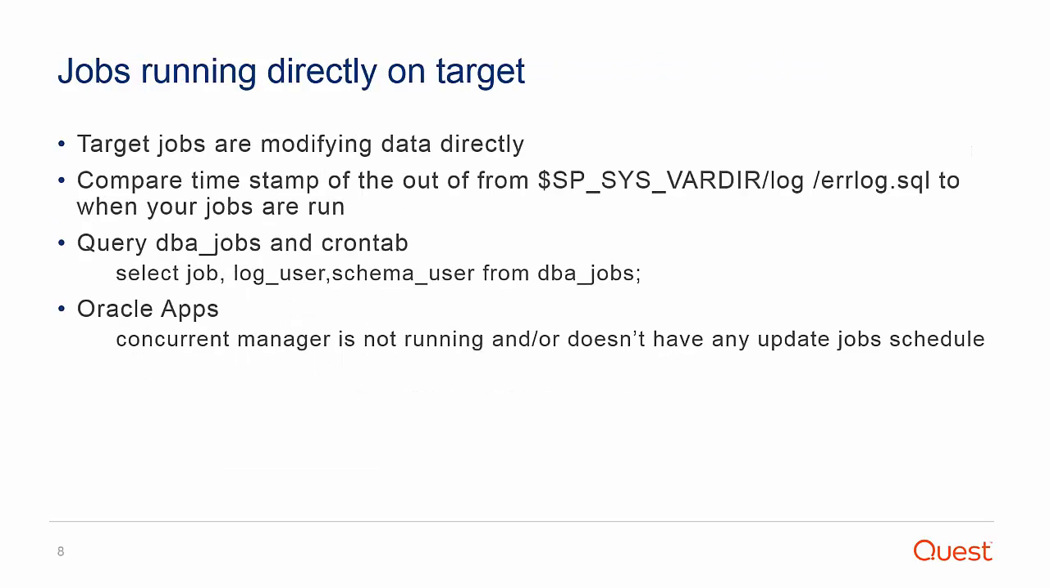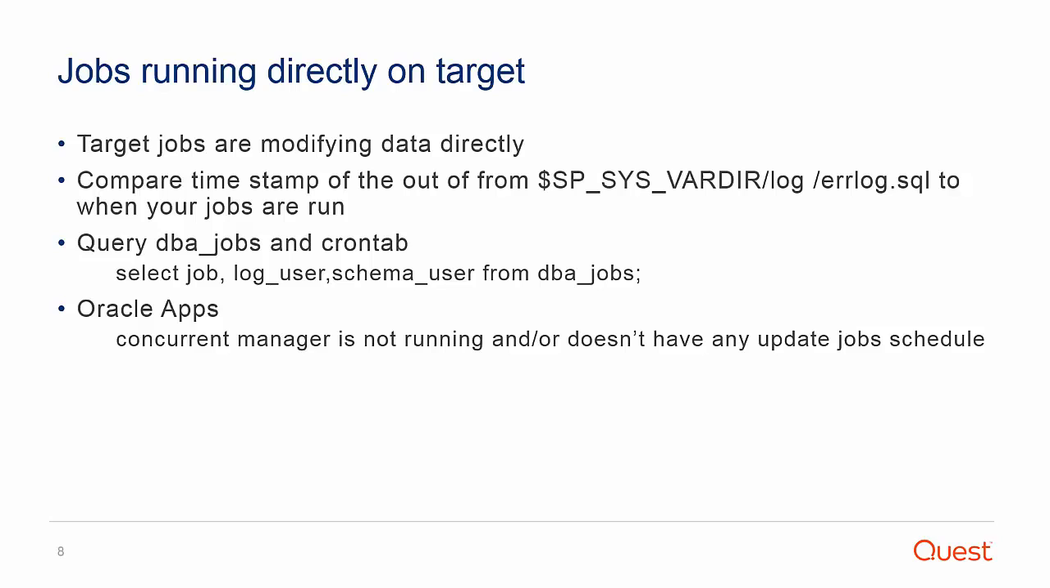There can be jobs running on the target which can modify the target database directly. The clue to look for would be to look at the timestamp of the out-of-sync condition in the errorlog.sql file located in the Wader log directory and compare it with the scheduled jobs that are running. If the timestamp is similar, most likely the problem is that the job runs on the target as well as the source and ended up with duplicate DML, or the job ran only on the target and directly modifying the data on target can cause out of sync.